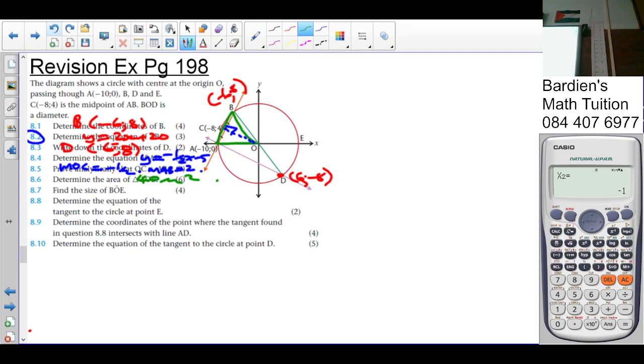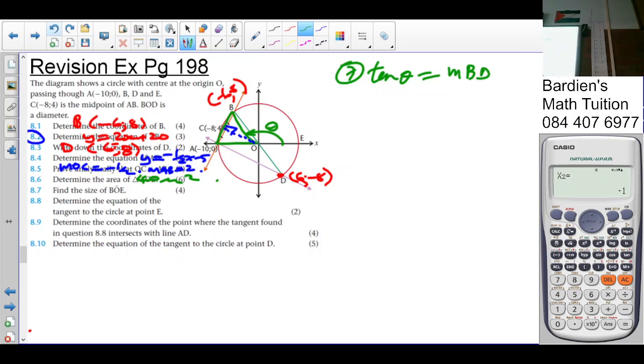Alright, 8.7. Find the size of BOE. B-O-E. Oh, B-O-E, yeah. That angle there. How do you work out an angle of inclination? That was the angle of inclination, not so. How do we work that out? By using tan of theta. So tan of theta, we call this theta for now, is equal to the gradient of BD.